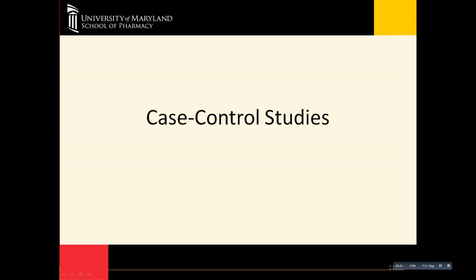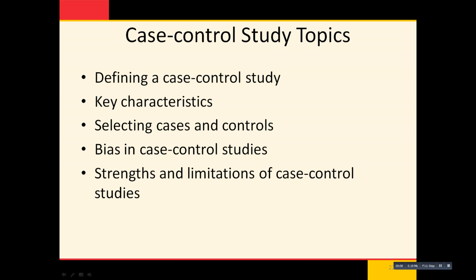So the next type of observational study design is case control studies. The key topics we're going to discuss for case control are defining a case control study, key characteristics, selecting the cases and the controls, bias in case control studies, and then lastly, the strengths and limitations of case control studies.